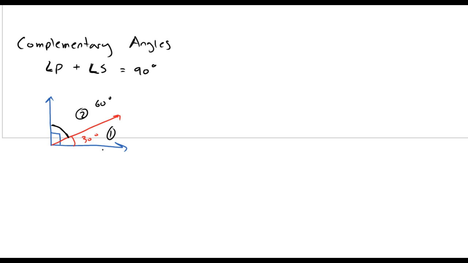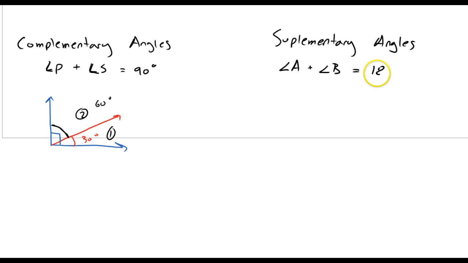All right, let's look at another angle property, and those are supplementary angles. So supplementary angles add to 180 degrees. So very similar to complementary, except that now they add to 180 degrees. So let's go ahead and call them angle A plus angle B, they're going to add to 180 degrees.